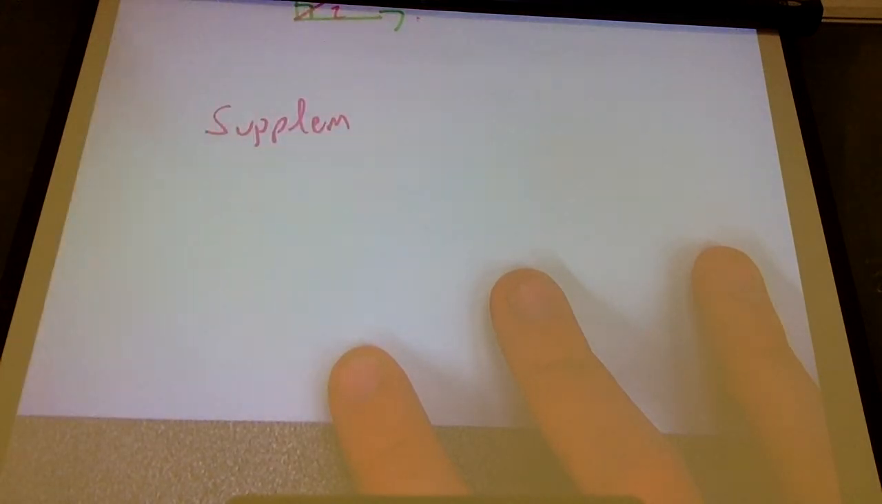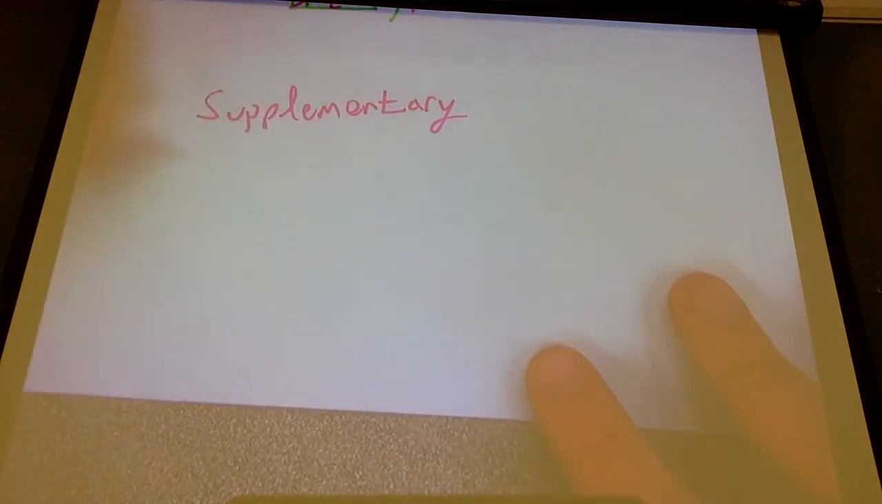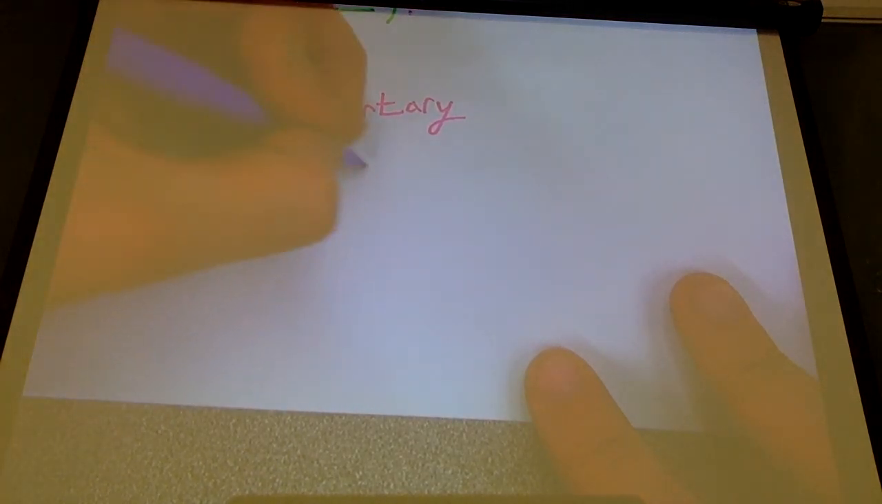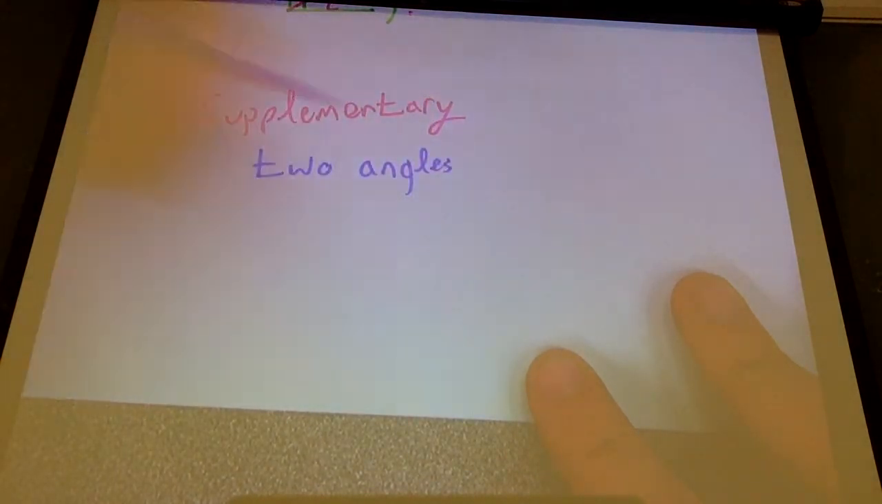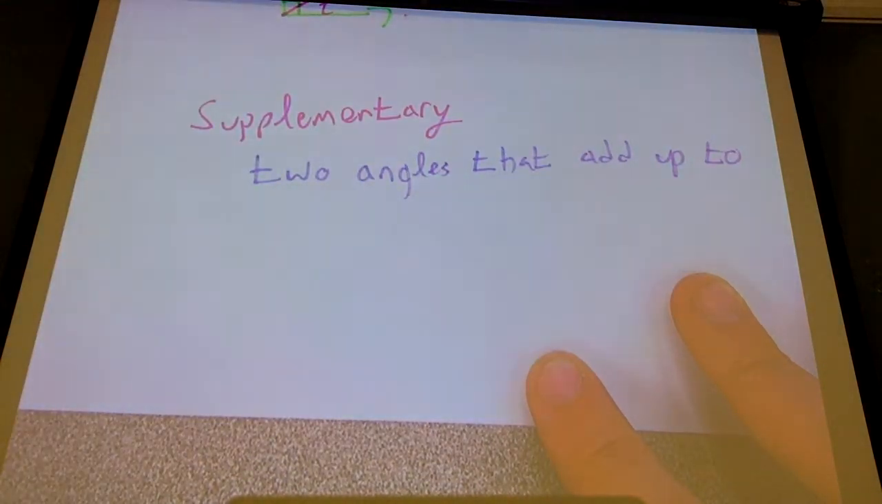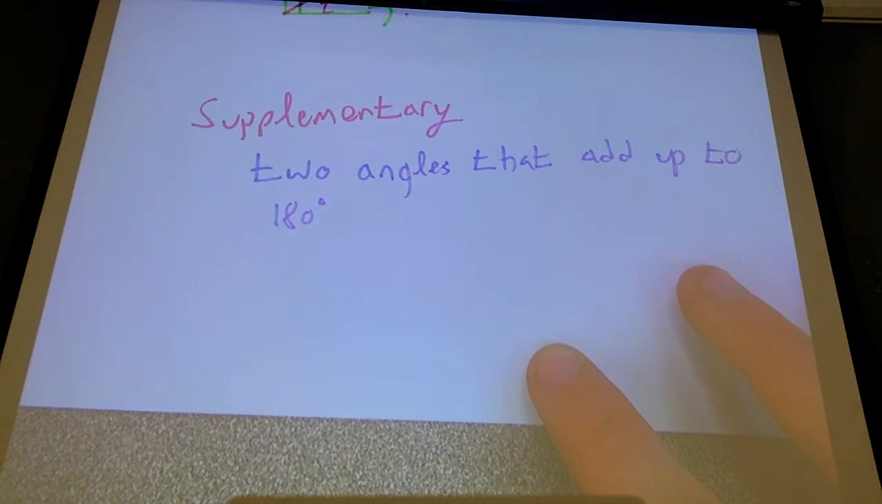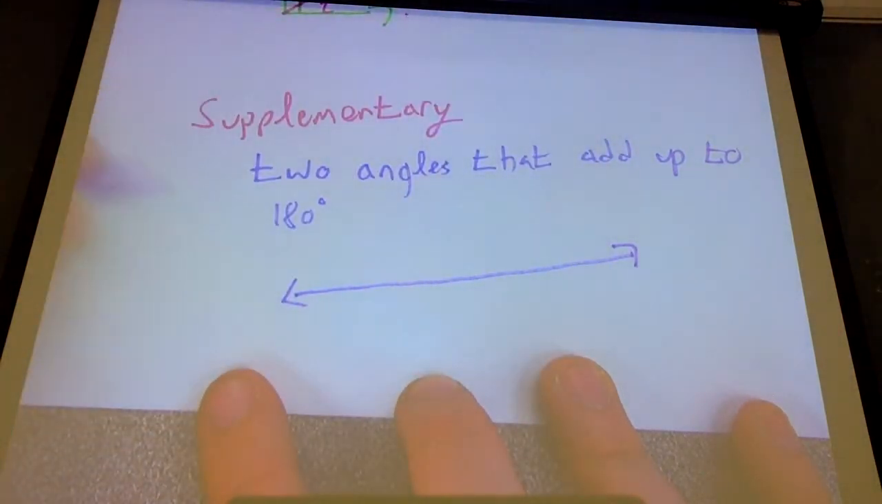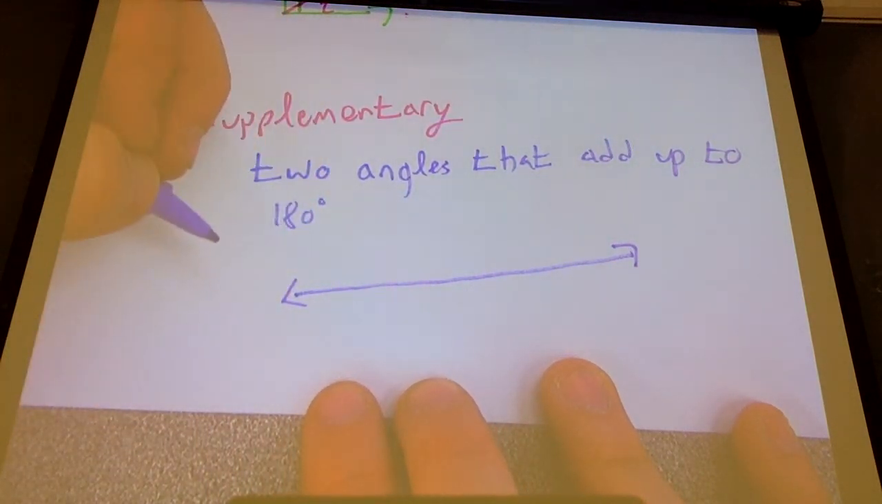Final definition for this lesson is supplementary. So, supplementary angles are just two angles that add up, instead of to 90, they add up to 180. So it is two angles that add up to 180 degrees. 180 we'll find is just a straight line. And so two angles that add up to 180 are supplementary.